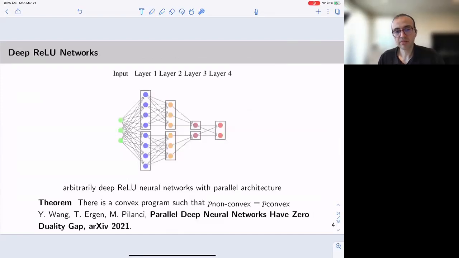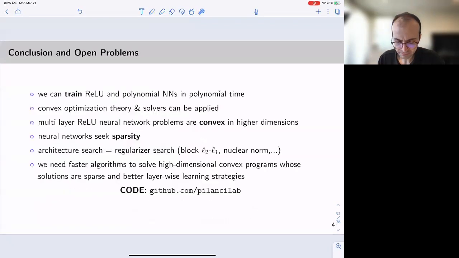And it turns out all the ReLU network problems will have convex programs. They might be larger in size. They might have lots of variables, but there is a convex program that will match in value and also in solution. You can generate the solutions from the convex programs.